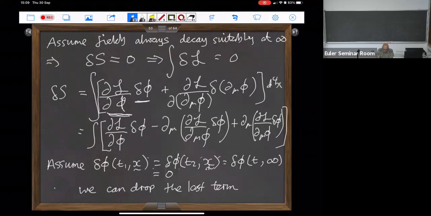So the second term, we just consider L as a function of d mu phi and differentiate it with respect to d mu phi. And then we get this expression here. And I need to correct the bottom here.